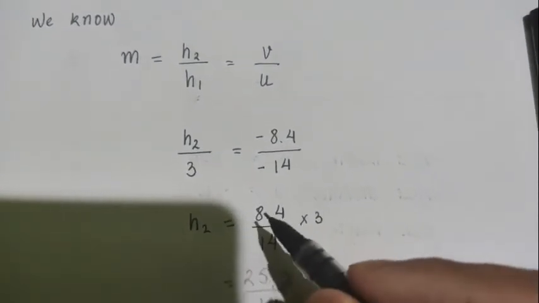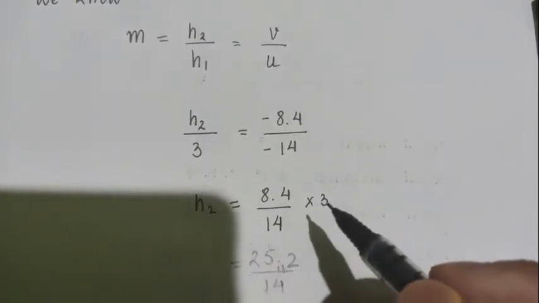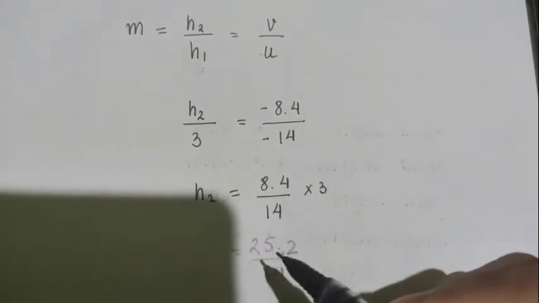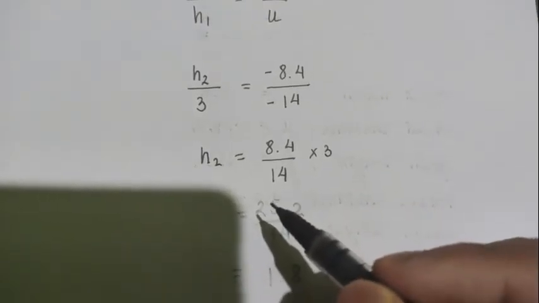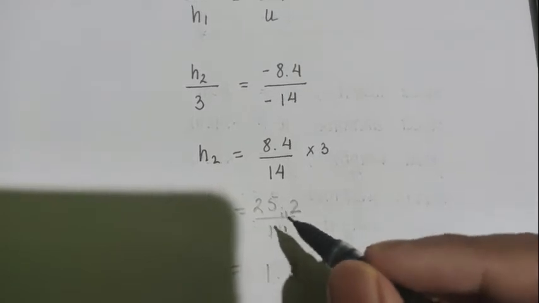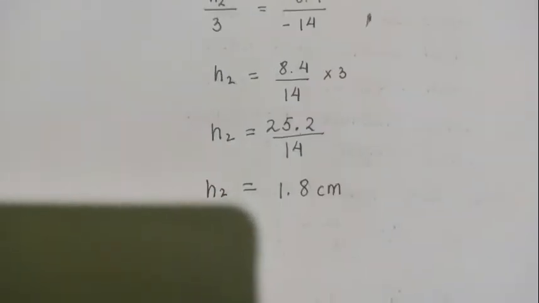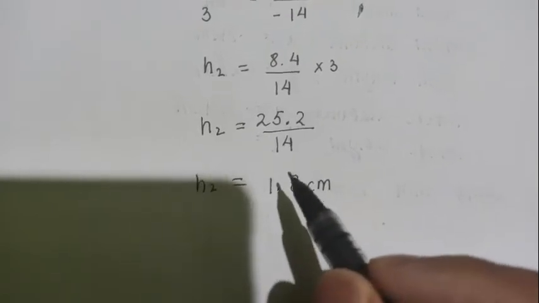Clear? Now 8.4 into 3 will give me 4 3s are 12. Carry over 1. 8 3s are 24, 25.2. Okay. Now 25.2 divided by 14. 14 ones are 14. Remainder 11. I put a decimal here. So 112. 14 8s are 112. So I'll write 1.8. So your image height is 1.8 centimeter.